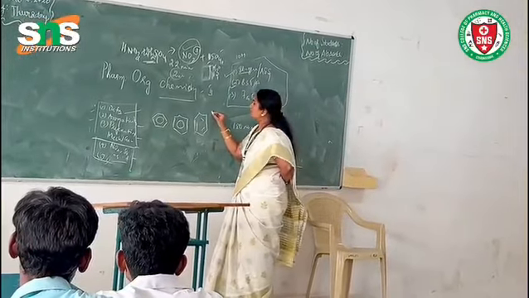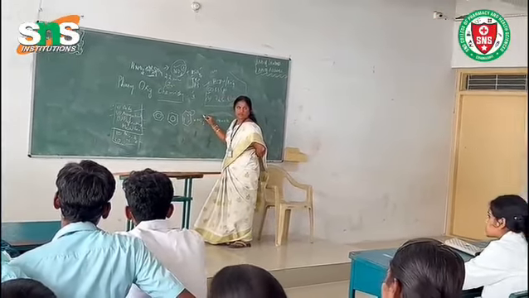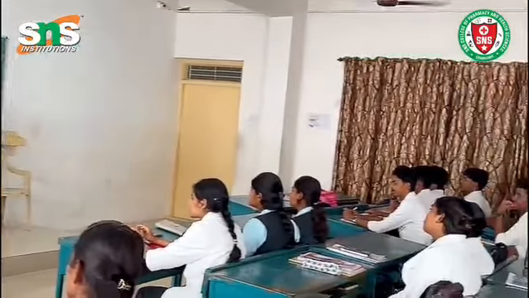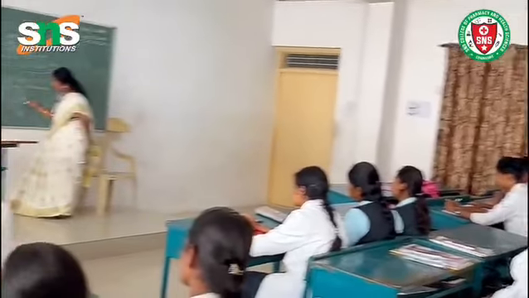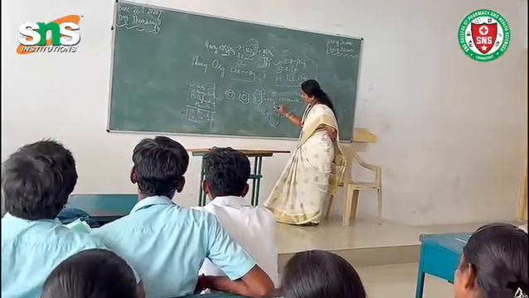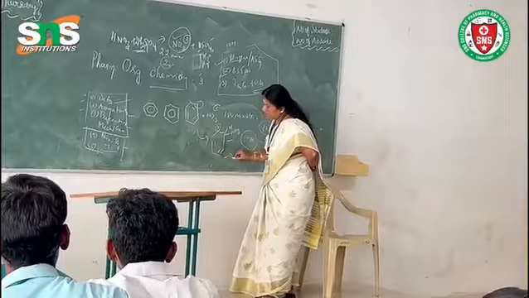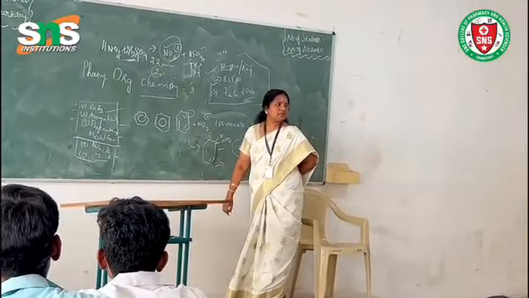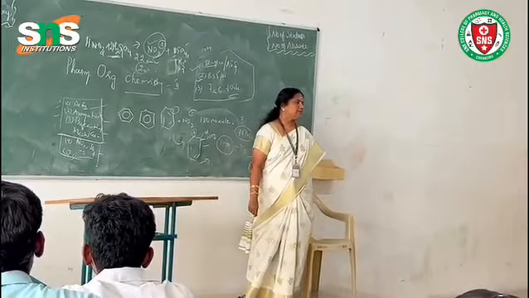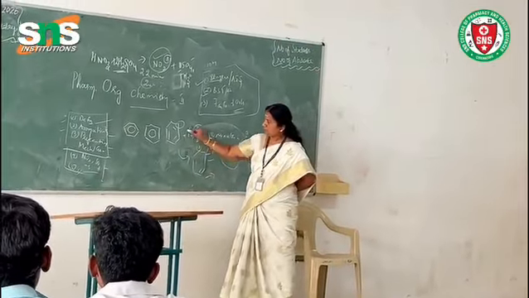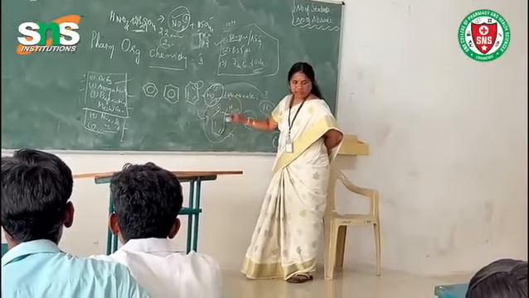So what is the electrophile? NO2 plus. So you will get an intermediate and then we get the product. So what is the first step? Attack of the electrophile, the nitrogen species. And second step, generation of the intermediate.